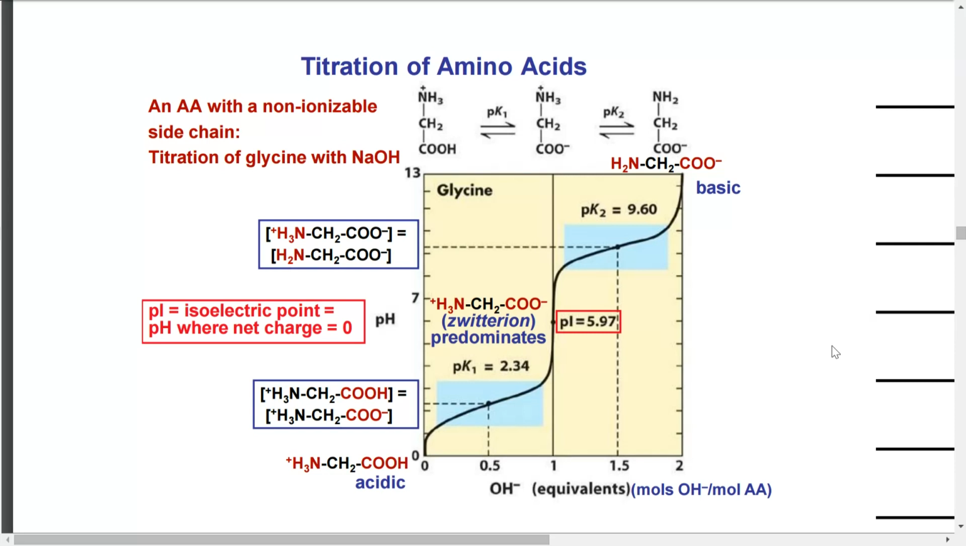Right, so very simply, the way to get pI for something like glycine, which doesn't have a charged group, is you simply take the average value of the two pKs. Okay, in this particular case, 5.97. So at a pH of 5.97, glycine will have a charge of 0.